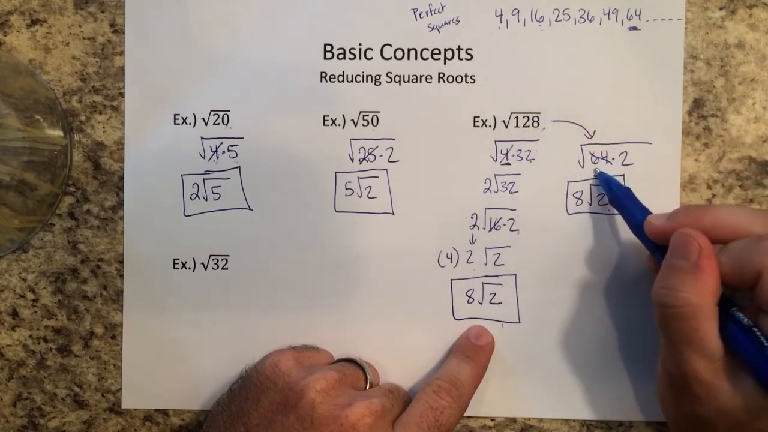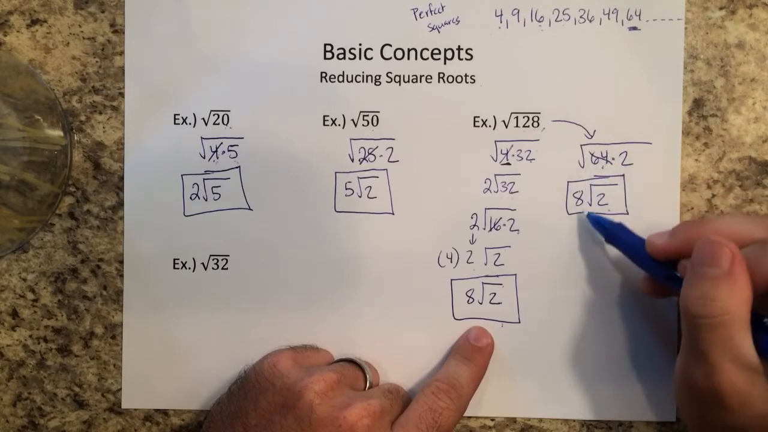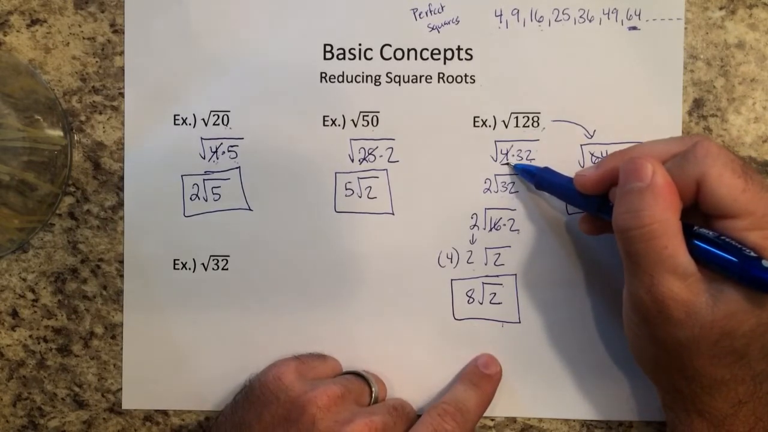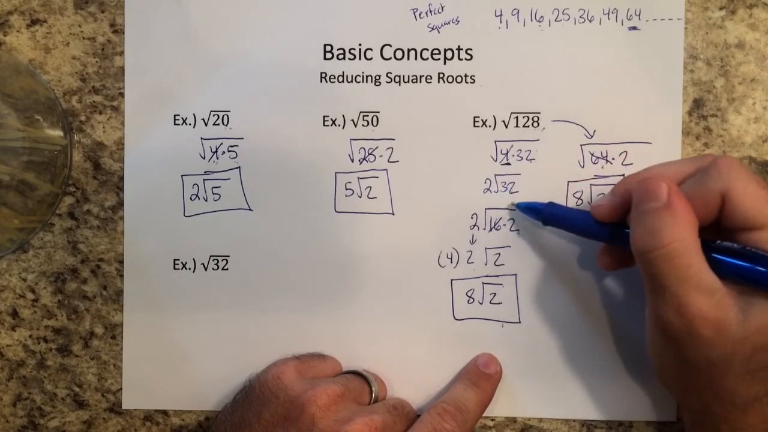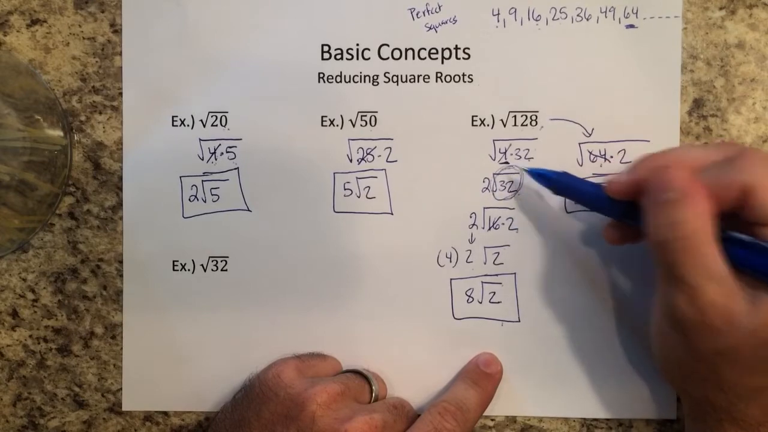So you don't always have to use the biggest perfect square, but if you do use the biggest perfect square, then you're done after one step. If the smaller perfect square, 4, jumps out at you, it doesn't mean that you're wrong. Just when you get the square root of 32, you need to ask yourself, is there a perfect square that can go into this number?